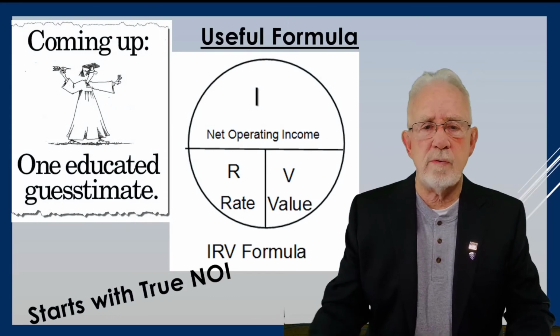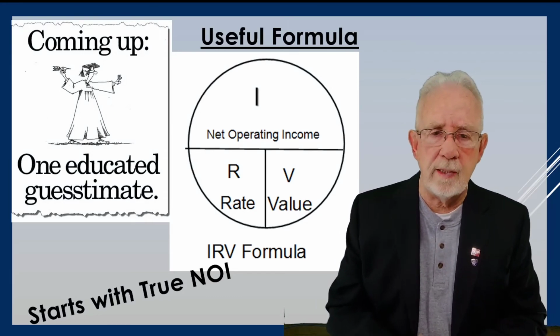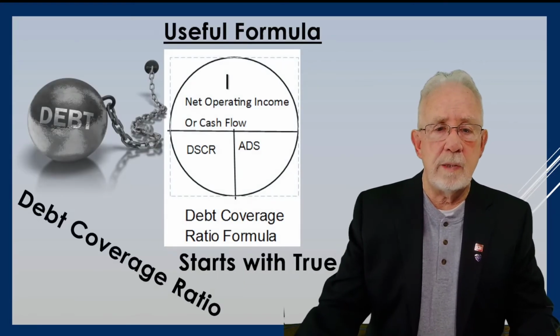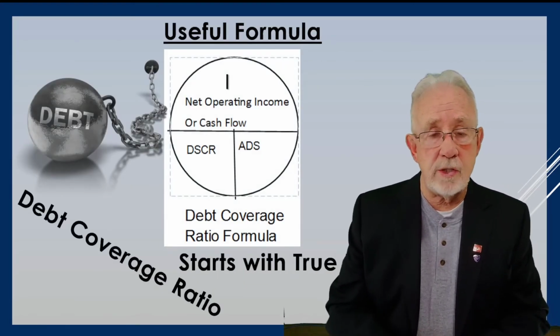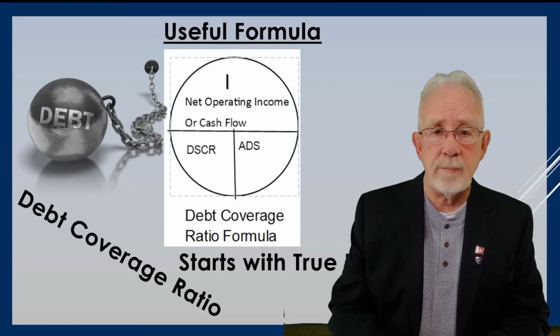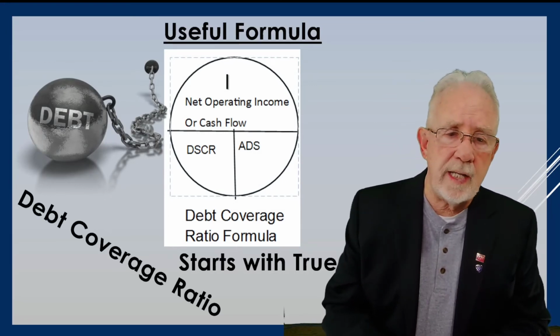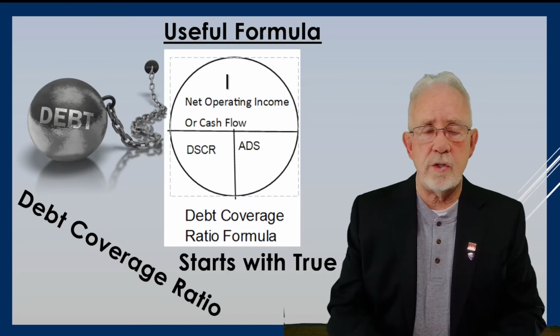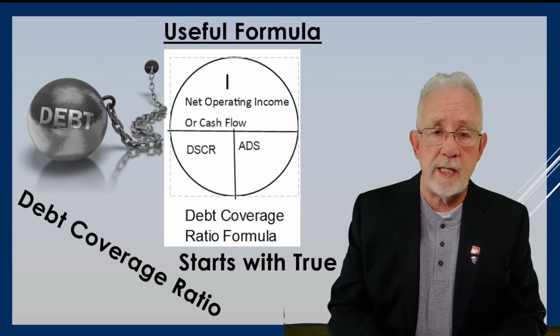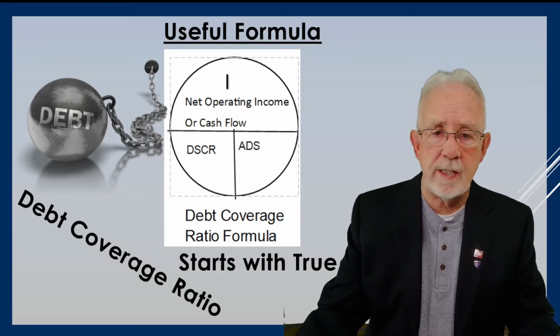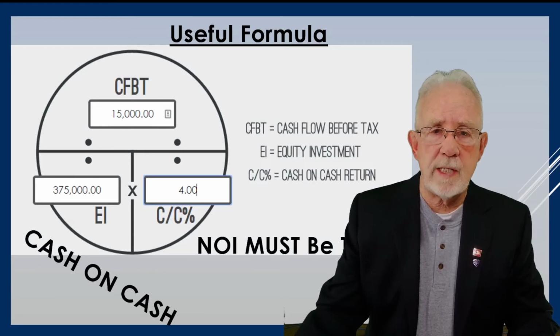So here's a useful formula, or the ERV formula. I think most people use this formula. But notice that all of this is based on the true NOI. And this is the debt coverage ratio formula. And this debt coverage ratio is how lenders set your loan amount, your annual debt service, and the type of loan that you can get. And so that debt coverage ratio comes after the NOI, cash flow before tax.